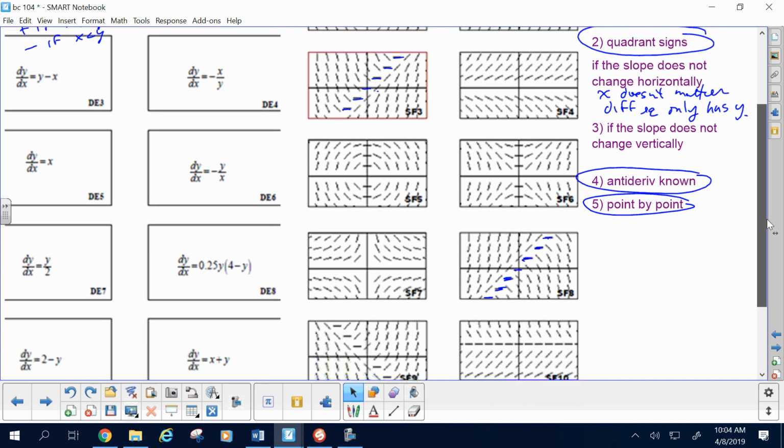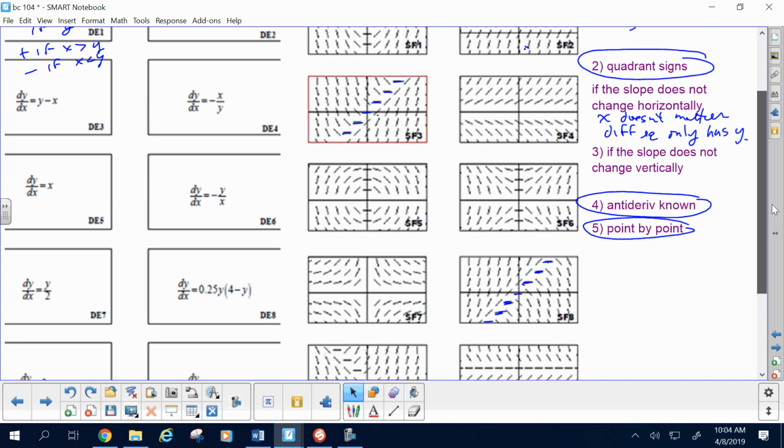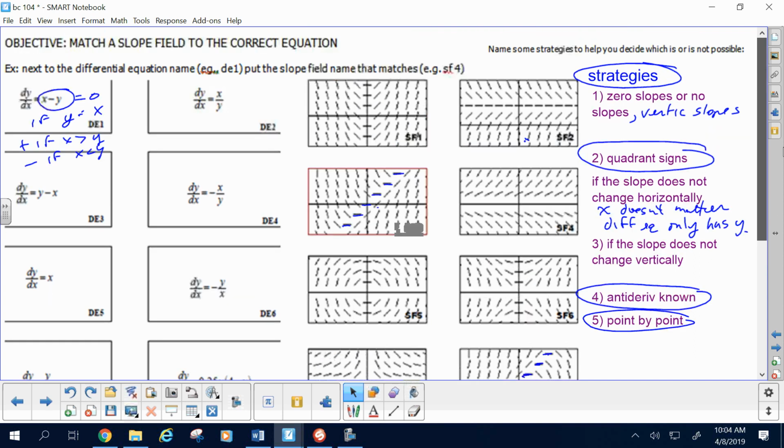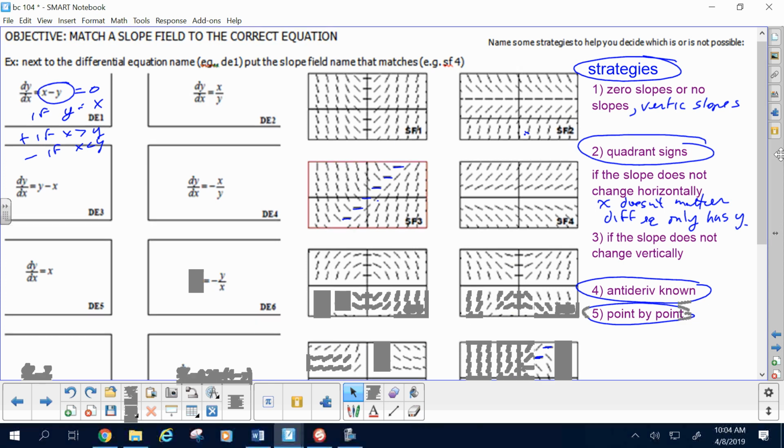So you might say, oh, well, shoot, that one's obviously, which one? Slope field 1. Okay. So those are the thought processes. Could you try those? Check them over with your math amigo and we'll confirm it. Zero slopes, quadrant signs, know the antiderivative, try a point, vertical slopes.